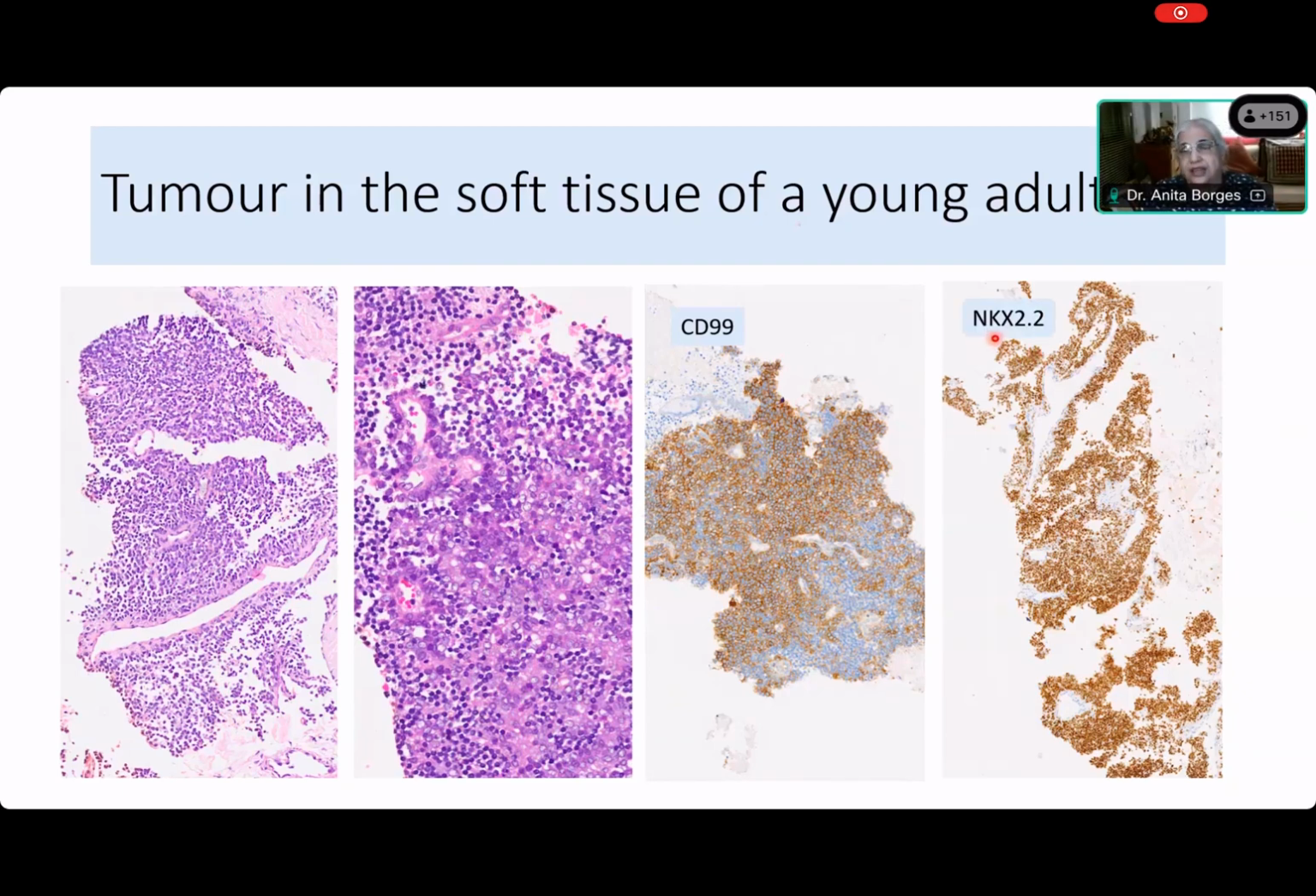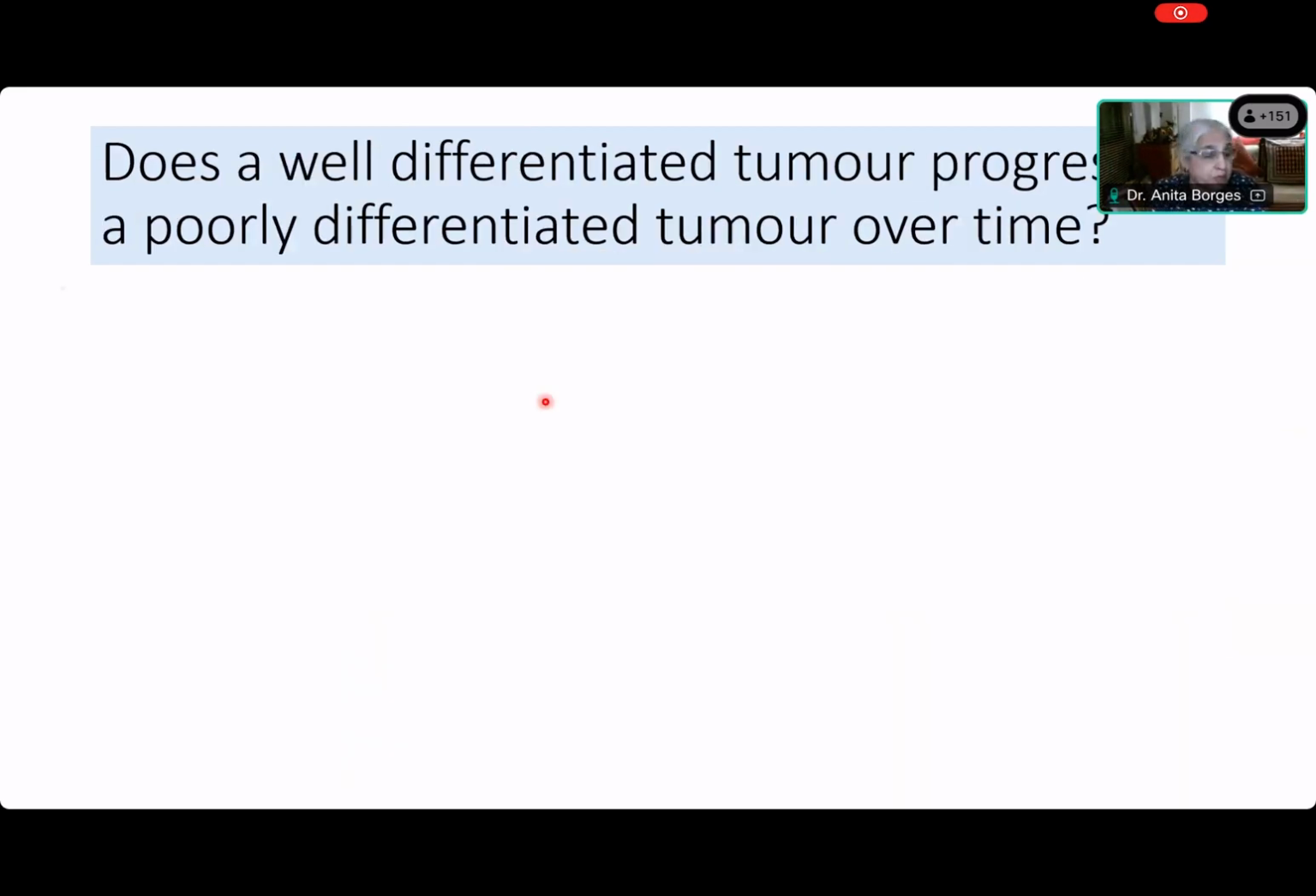So this is NKX2.2. This is a poorly differentiated, you might even call it an undifferentiated tumor on morphology. But when we do our immunohistochemistry, you see it, it's a Ewing sarcoma. Okay. Now I have a question to ask you guys.